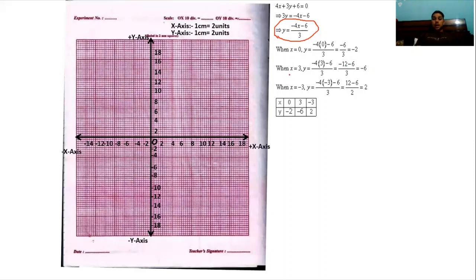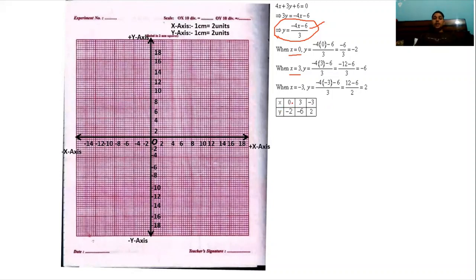Take x = 0 and substitute this in this particular equation. Then take x = 3, then substitute this in this particular equation, and we have the corresponding value of y here. Again, plotting the table in terms of x and y coordinates.